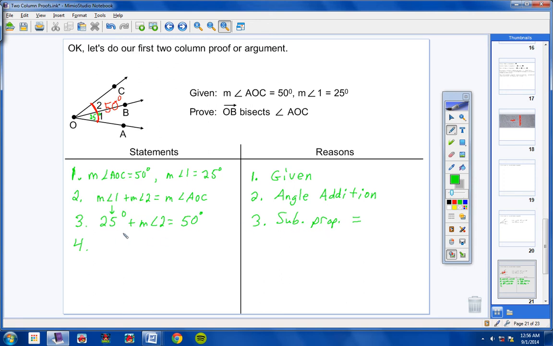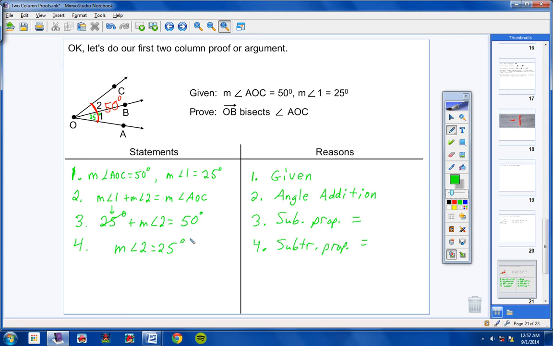Now, what if I subtract 25 degrees from both sides? If I subtract 25 degrees from both sides, on this side it's gone. Over here, 50 minus 25 is 25. So my reason for doing that would be the what? The subtraction property of equality. I subtracted 25 from both sides.